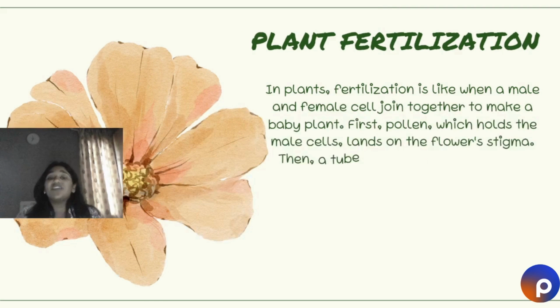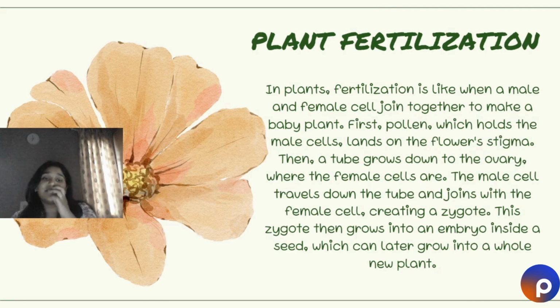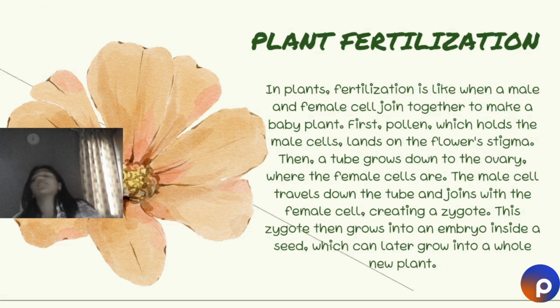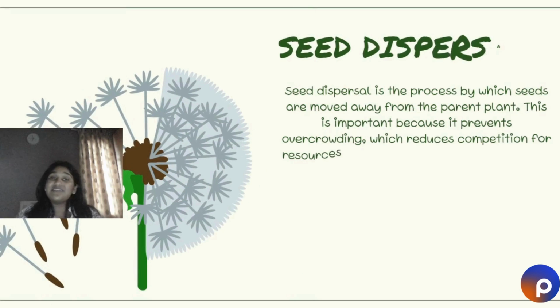Next, we have plant fertilization. In plants, fertilization is when male and female cells join together to make a baby plant. First, pollen, which holds the male cells, lands on the flower stigma, then a tube grows down to the ovary where the female cells are. The male cell then travels down the tube, joins with the female cell, and they combine together, forming a zygote. This zygote grows into an embryo inside the seed, which can later grow into a whole new plant.